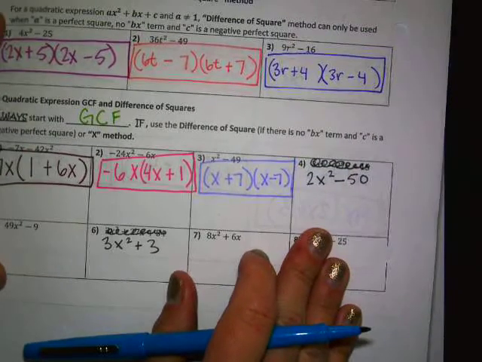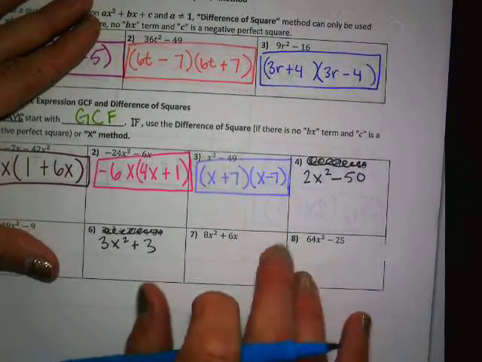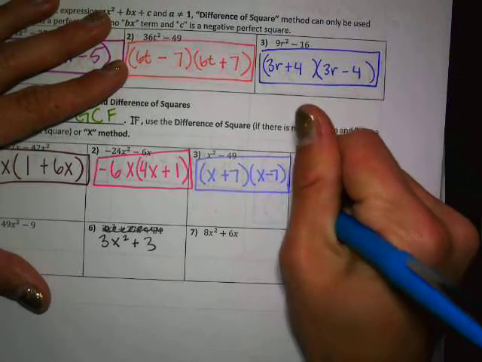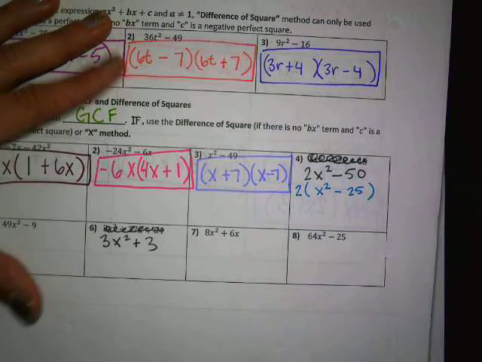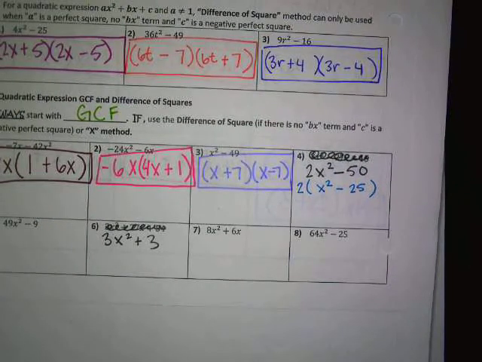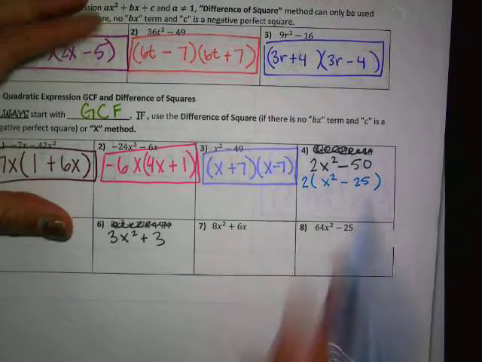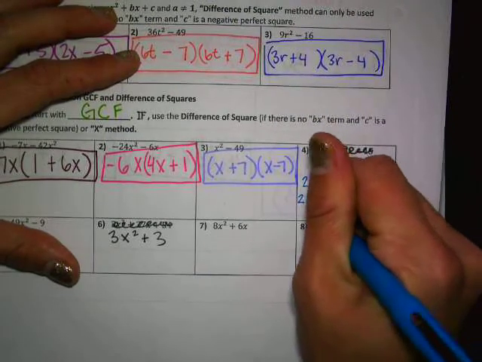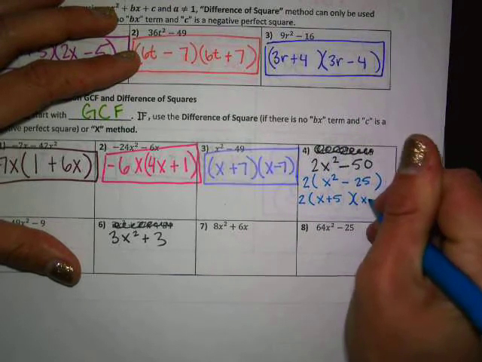All right, number 4, I want to change 2x squared minus 50. You do have one of these on your practice. What is your GCF? A 2. So you can take a 2 out. When you take a 2 out, you are left with x squared minus 25. Right? 50 divided by 2 is 25. You can't take an x out because 50 doesn't have an x. Now looking here, x squared minus 25. Is that a difference of squares? Yeah, it is. So we can keep going. We can rewrite this as x plus 5, x minus 5.